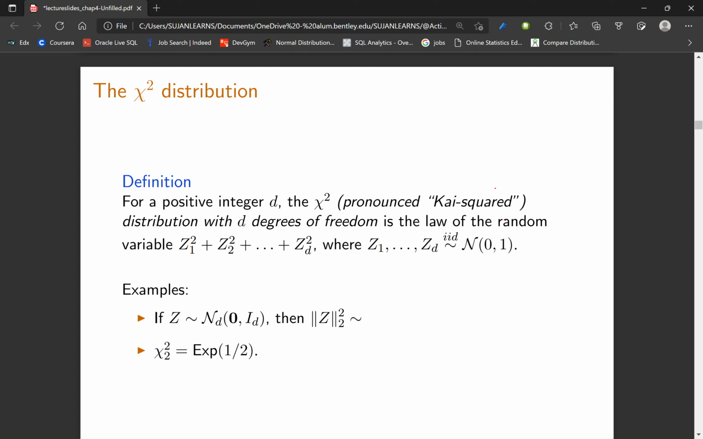Today we'll be talking about chi-square distribution. To do this, let's start with the building block first, which will give us the Gaussian distribution, and we'll be using Gaussian random variables to create a chi-square distribution.